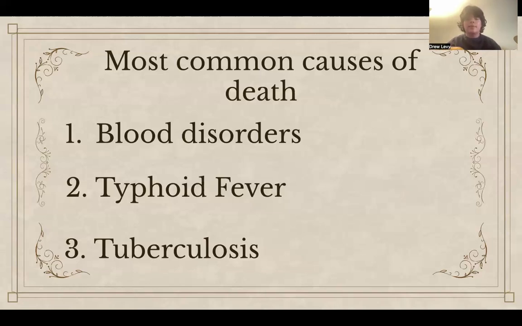And then number 3, we have tuberculosis. TB is an infectious disease that primarily affects the lungs and is caused by bacteria. It spreads through the air when infected people cough, sneeze, or spit. TB has 3 stages, with symptoms worsening as the disease progresses. Many people could live for years with the infection until it became fatal.